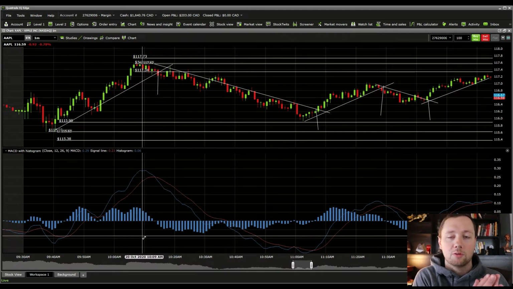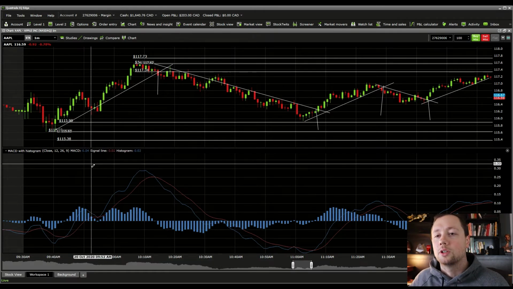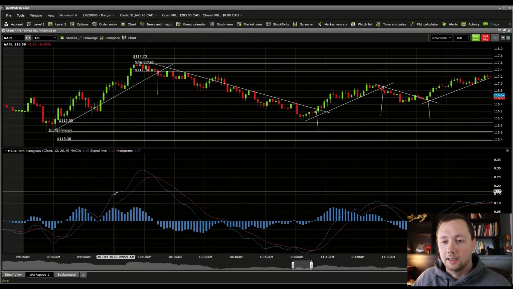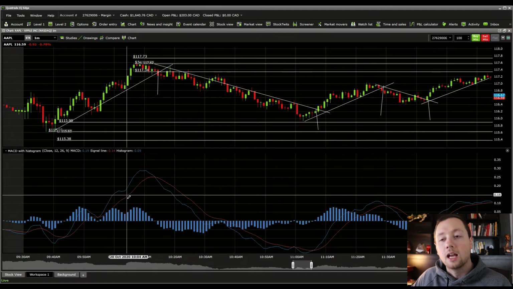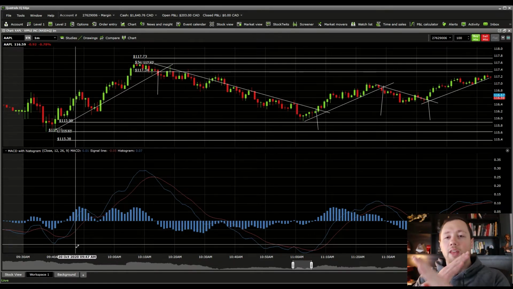Now MACD stands for Moving Average Convergence Divergence. And basically what it does is it shows you the two different moving averages and it tells you when they're going to cross. And it does that by showing you a signal line and a MACD line. Now the MACD line is this blue line and the signal line is the red line. You get your buy and sell signals when they cross over.